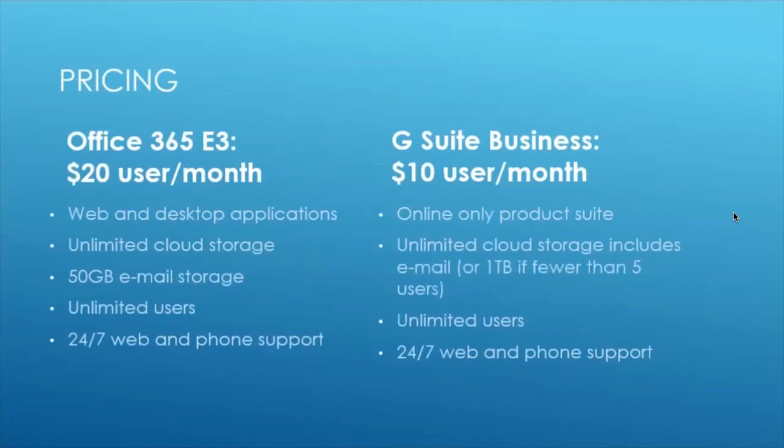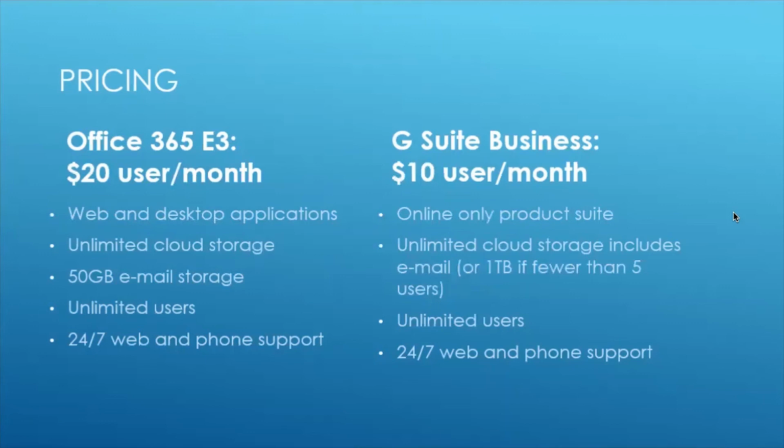Going on to pricing. Office 365, talking about the Enterprise 3 level, it's $20 per user per month. These two levels are the most similar. There are plenty of other pricing options. These are the ones that are the most widely used and the ones that will meet the most variety of businesses' needs. So Office 365, $20 per user per month for the web and the desktop application.